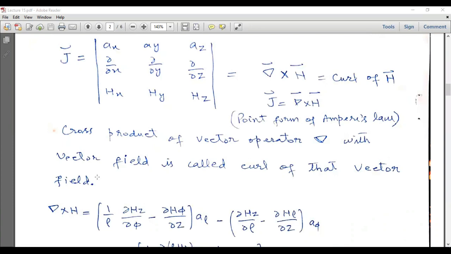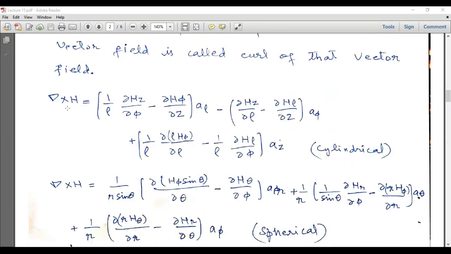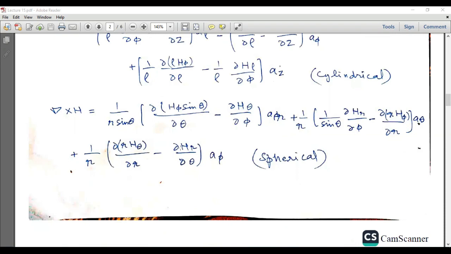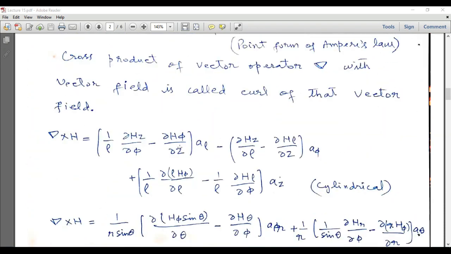curl of that vector field, and this curl of H can be written in cylindrical components as follows. So curl of H is equal to 1 over rho partial Hz over partial phi minus partial H phi over partial z a rho, minus this term plus this term. So this is actually the curl of H in cylindrical components, and this is the expression for curl of magnetic field intensity in spherical coordinate system.